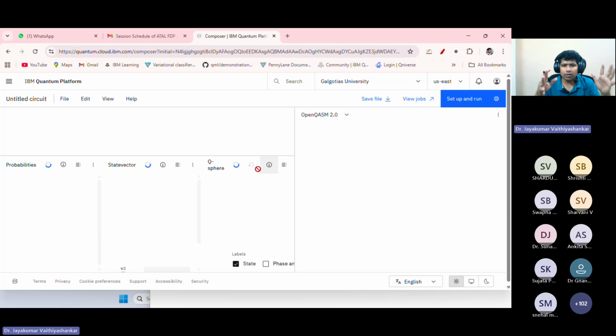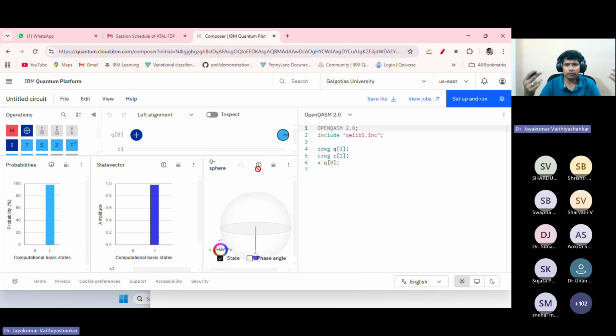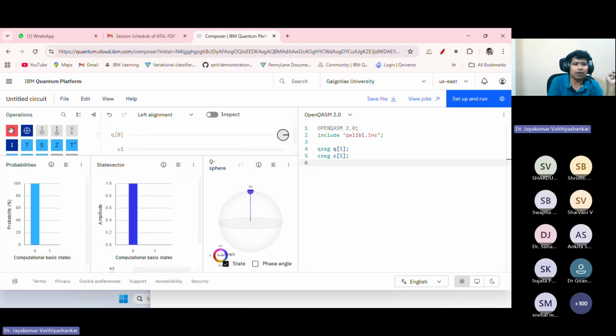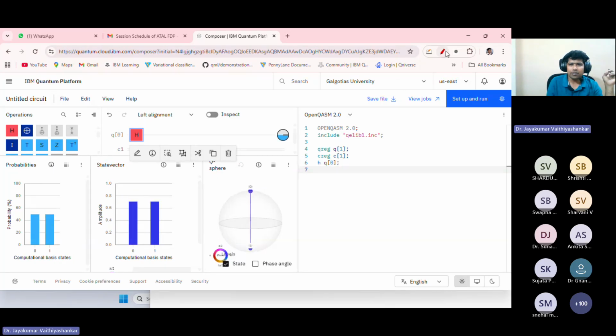Okay. The NOT gate is very familiar to each one of us. So click this NOT gate and press the delete button. Now click the H gate and place it over here. This H gate will create equal superposition. That is why it is pointing to the North Pole and South Pole simultaneously.